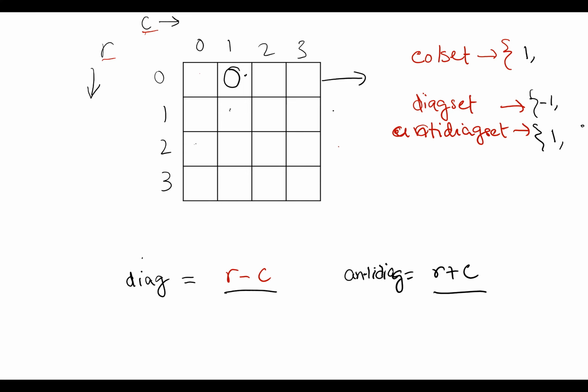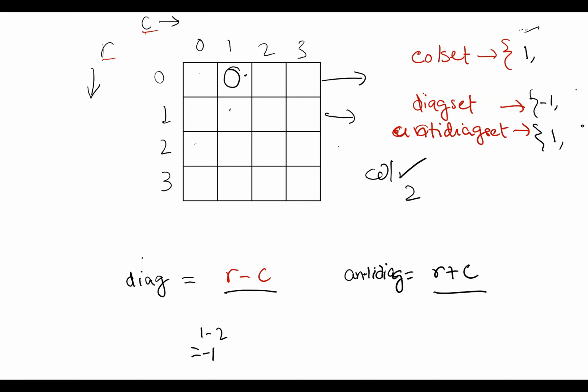Next time in the second row, if I try to put something here, let's see what happens. The column is 2. Column 2 is not occupied yet, that's fine. Then let's try row minus column. Row is 1, column is 2, so 1 minus 2 is -1. The diagonal set says, hey, row minus column is 1 minus 2 equals -1, but you already see that -1 is occupied. So this must be in the same diagonal, and I cannot do this because it is already occupied.